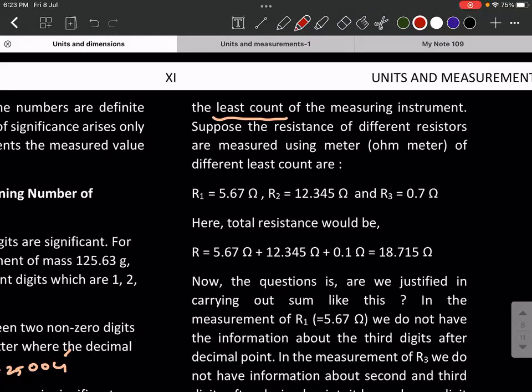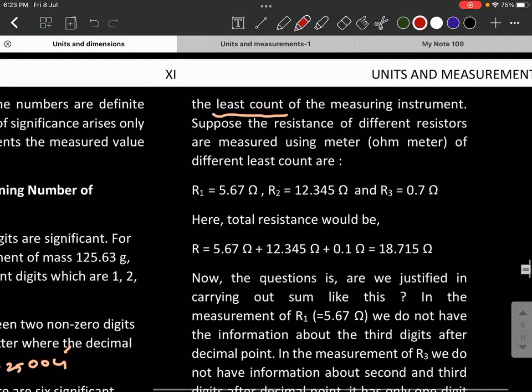For example, the scale that you're using has a least count of how much? 0.1 centimeter or 1 millimeter, right? So that is the least count of a measuring instrument. Suppose you have the resistance of different resistors. Last year you learned this. If I give you two resistors, R1 and R2, and I ask you to connect them in series, what will be the final resistance? We add R1 plus R2, right?